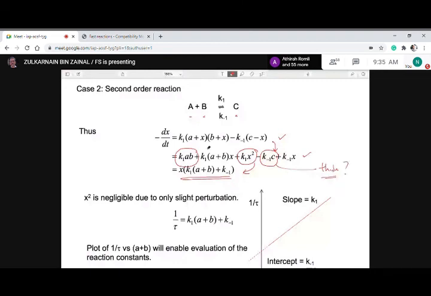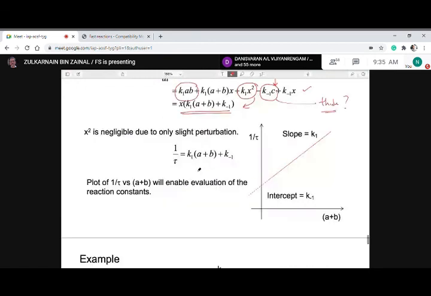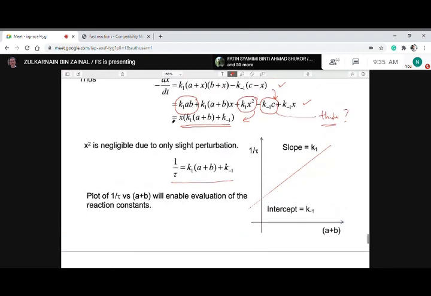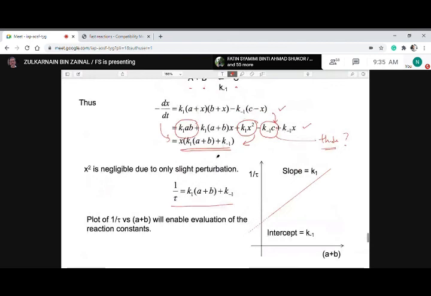Okay, so we are left with 1 over tau is equal to K1(A plus B) plus K minus 1. So you can of course rewrite the equation here: dx/dt is equal to this one. Then you can write the integrated form, and from the integrated form you can get the tau value, right?